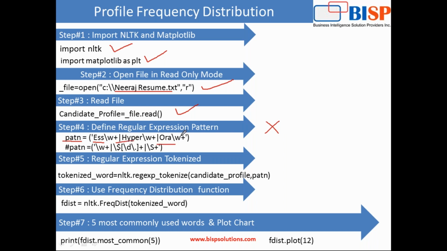So I use S backslash W plus. It means all the words start with S, all the words start with Hyperion or HYPER, and all the words start with ORA, Oracle, backslash W plus. You see, we use over here OR pipe operator. We could have used AND operator as well. In this, we use OR operator. So there are three expressions combined with OR relational function.